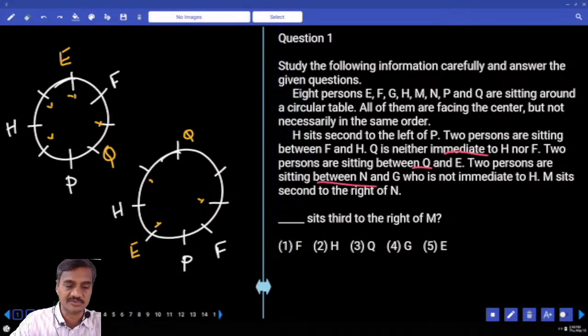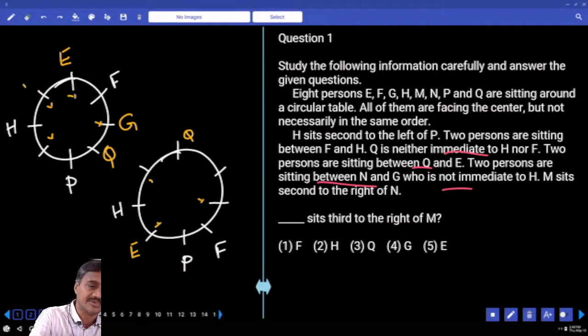And 2 persons are in between N and G. In between N and G, there must be exactly 2 people. G is not an immediate neighbor to H. Between N and G, G is not an immediate neighbor to H, and G must be here. If G is here and 2 persons are between N and G, N can be either here or here. There are 2 possibilities. Similarly here again, G is not an immediate neighbor here. N must be here, and if N is here, then G must be at this place.